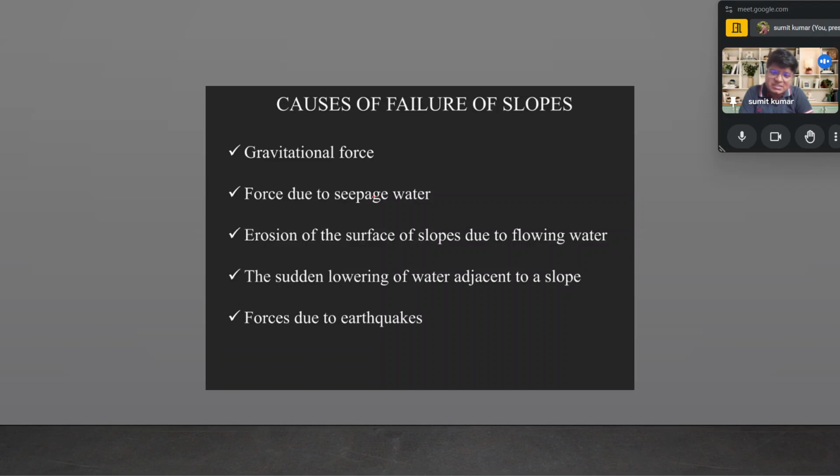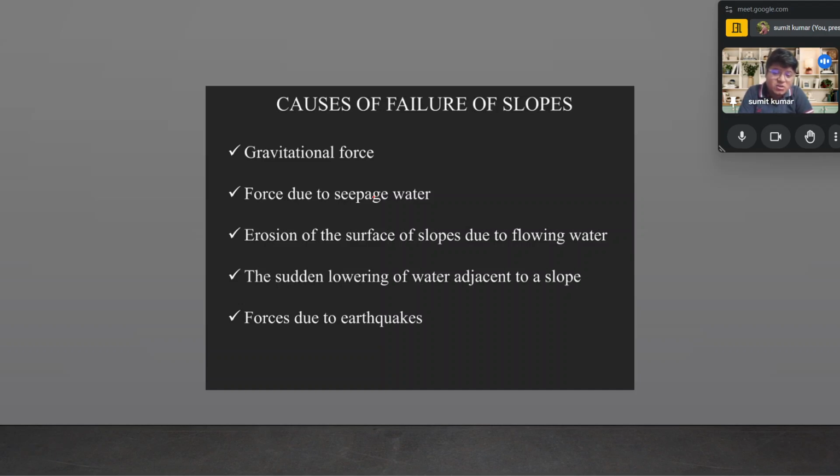So first is the gravitational forces, the second is the force due to the seepage of water, the subsequent one is the erosion of the surface of the slopes due to flowing water, and going ahead, the sudden lowering of water adjacent to a slope could also lead to failure, and then the forces due to earthquake is one of the major reasons that could lead to the failure of a slope. If we talk about our country only, most of the Himalayan range lies in zone 5.